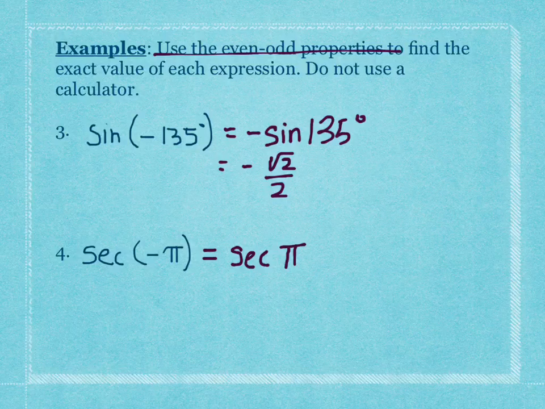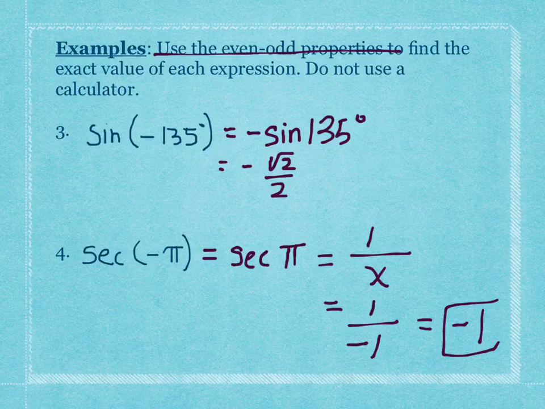So where's pi? It's at the 180, so it's over here on the negative x-axis, right? And this should be the cosine value's reciprocal. So this should be the same as 1 over cosine, or 1 over x. And what is x at that point? It's negative 1. So 1 over negative 1, and my solution then is negative 1. So my secant value there is negative 1.